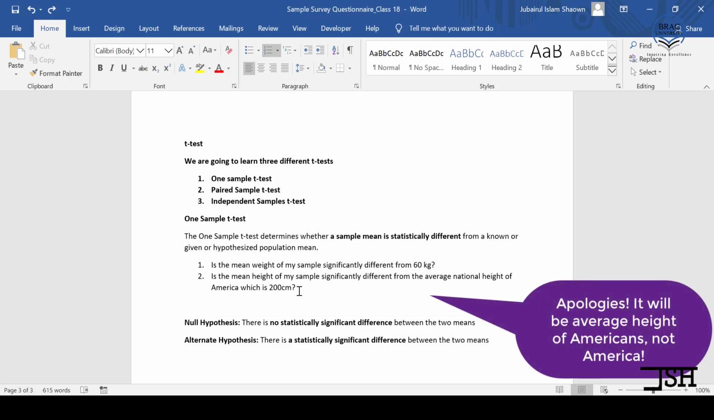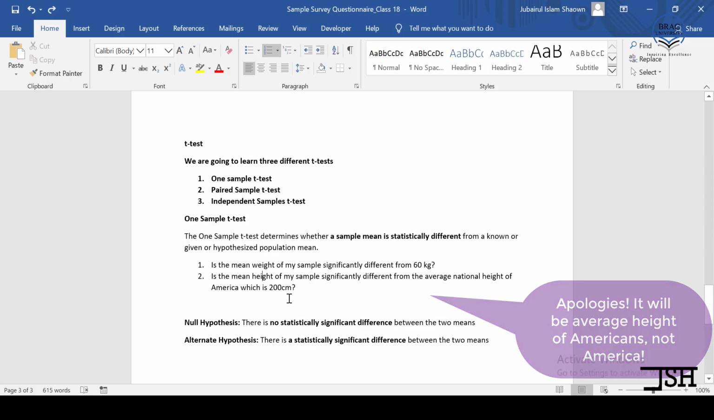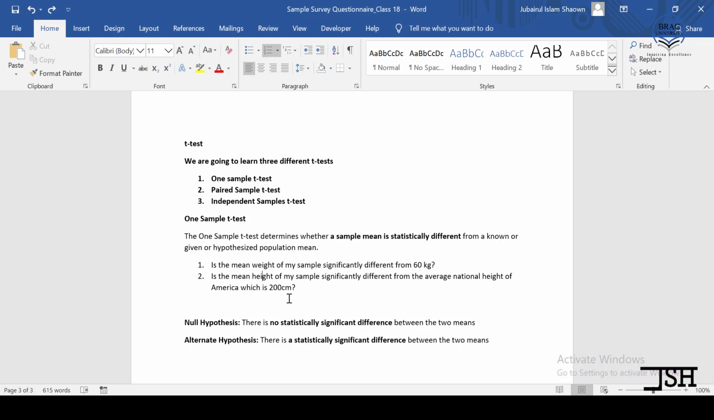So again, in this question, as you can see, it is very similar to the earlier one. So here, the question is asking whether the average height of my sample or the mean height of my sample is statistically significantly different from a given figure, which is 200 centimeters. So again, in order to solve this question, we have to use one sample t-test. So let's try to memorize the question and then go back to SPSS. So again, mean height of my sample and the given value is 200 centimeters.